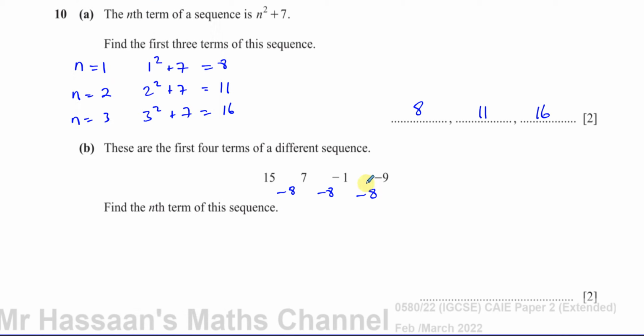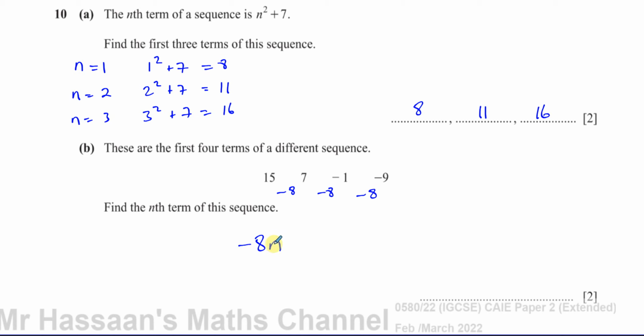So you see that every time you go from one term to the other, you're going down by 8. That means this sequence has got something to do with the negative 8 times table, because it's going down in 8s. Alright, so the big mistake people make here, they'll say n minus 8. No, it's not n minus 8. It's got something to do with negative 8 times n. That will make something go down in 8s.